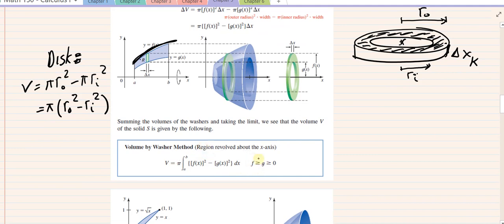So again, washers are special cases of disks. So you have an outside disk, and then you take out the inside disk. You bore a hole inside the solid, and that's how you get the final solid of revolution. And there it is. Okay.